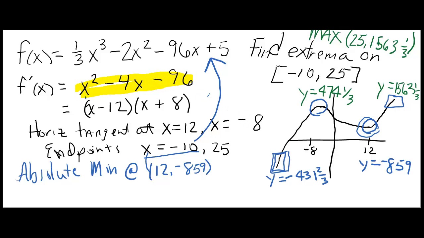Okay, so using the derivative together with these endpoints, we're able to identify where we have the absolutely highest point on the graph and the absolute lowest point on the graph.